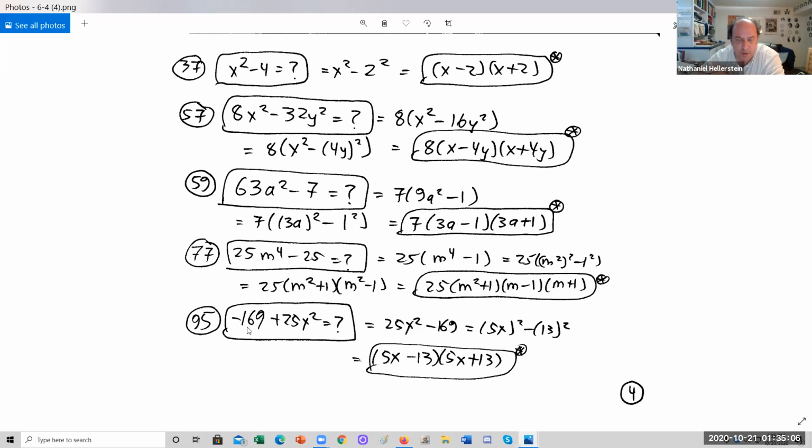Now here they're deliberately being annoying. They just write it backwards. Negative 169 plus 25x squared. What's that? Well, flip it around: 25x squared minus 169. 25x squared is the square of 5x. 169 is the square of 13. It's a difference of squares, therefore a difference times the sum: 5x minus 13 times 5x plus 13.